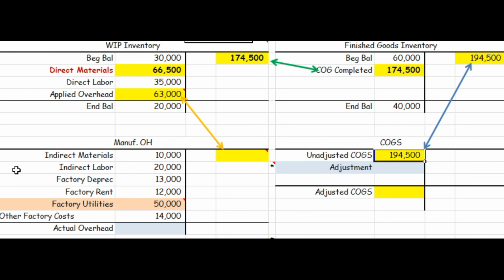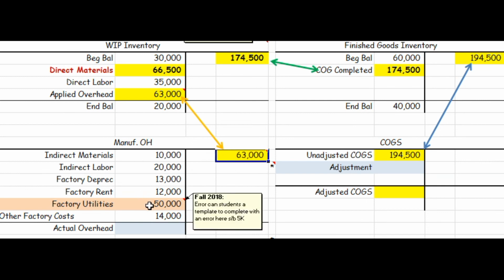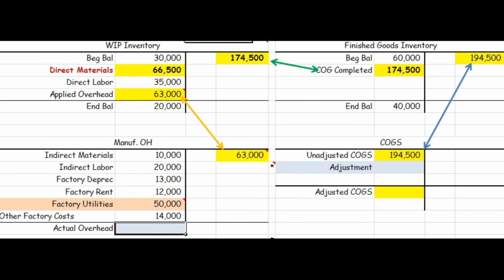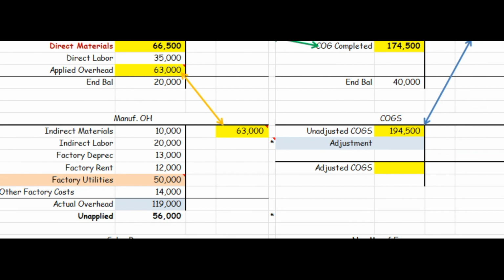So then you would go back to the work in progress inventory and take your applied overhead and say, okay, so now I know what my actual costs are. This is how I applied it. This is the information that I changed, even though some of my students did not solve the problem with the current amount here. So given this information with the $50,000, that actual overhead could be calculated at $119,000, which then says that we have under applied, and I don't know that you can see this unless I scroll down just a little bit to get it in the picture.